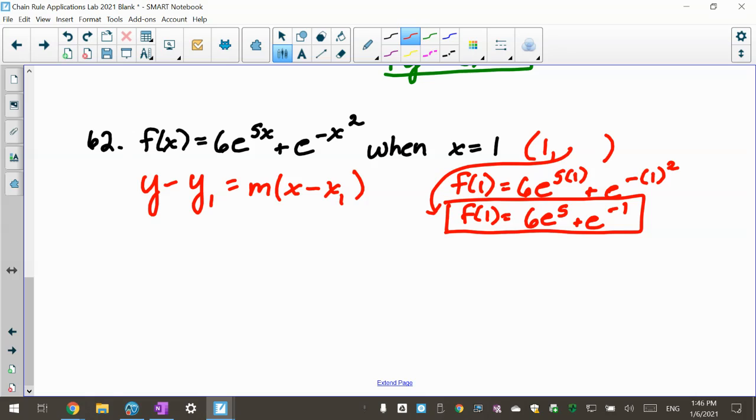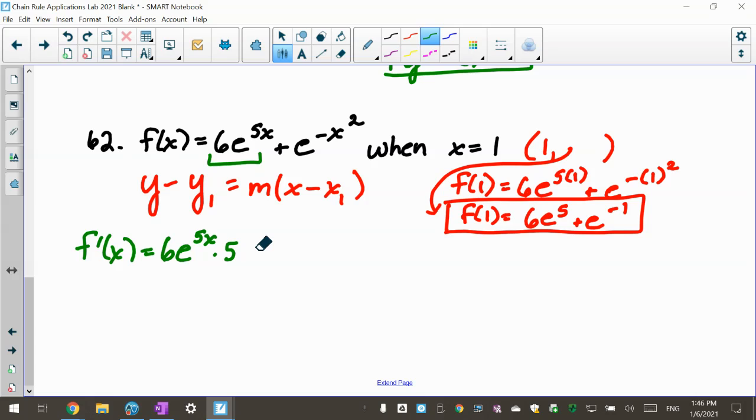Now I want to find the slope. So I'm going to go through and do the first derivative. So f prime of x, I'm going to do this first term. It's going to be base e, so you just rewrite the function, and then you have to take the derivative of the baby, which is 5x, so it's going to be times 5.